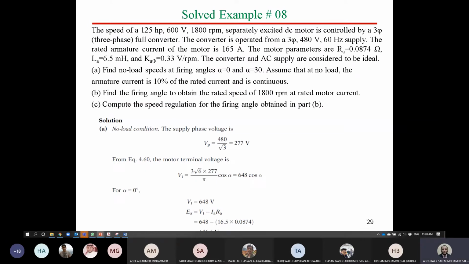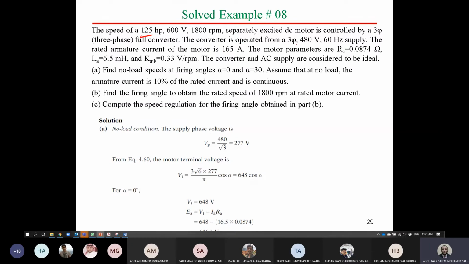We solved one example regarding the half wave, the single phase rectifier, and the other solved example here for a three phase rectifier. So let's continue solving our problems. So we have here 125 horsepower, 600 volt, 1800 RPM, separately excited DC motor controlled by a three phase full wave converter. So this problem will operate the motor using three phase rectifier, not single phase. So you have to recognize the relation.